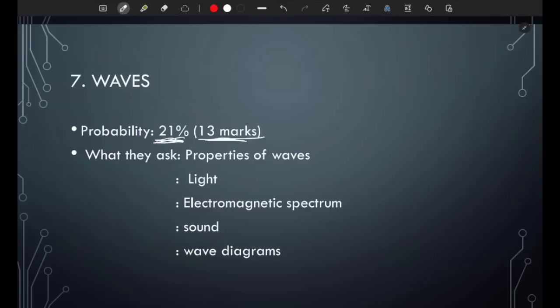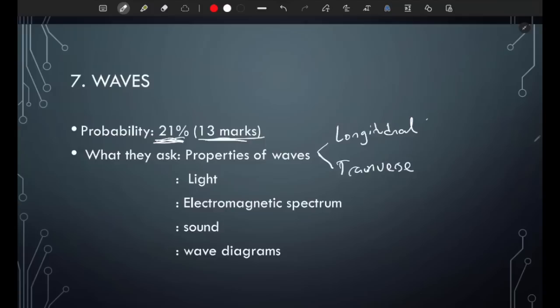If you're not sure about waves, I've gone through the whole topic of waves, and I'll leave the link down below. So make sure to go through that if you're not sure about waves, because this is a very important topic. What they can ask you about are the different properties of waves, and you should know the difference between longitudinal waves and transverse waves. You should know their difference and examples for each.